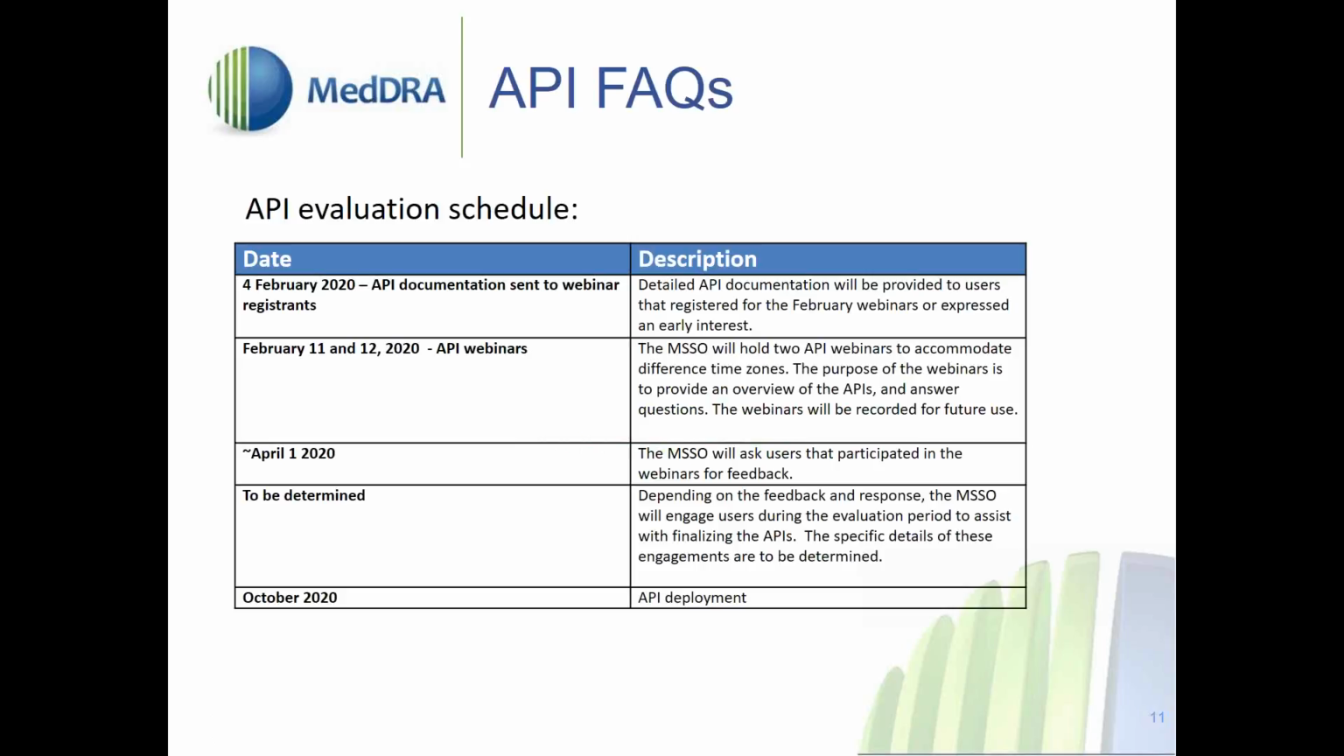What we'd like to do is begin to ask for feedback on the APIs roughly a month and a half from now, beginning of April, just to see what users think and collect information about the APIs that they've evaluated. And then after that, on a to-be-determined schedule, we will begin to engage users through either additional webinars or other formats to help us finalize the APIs. That period will last up until about August, and then we will move into the deployment phase, and we anticipate deploying in October of 2020. Right, so that's the schedule that we're currently operating on.